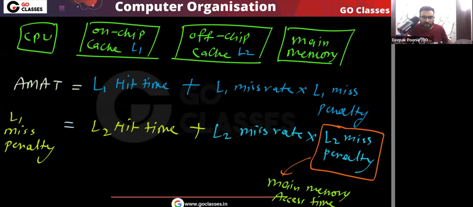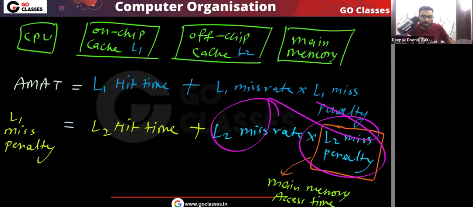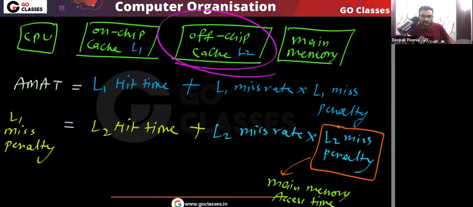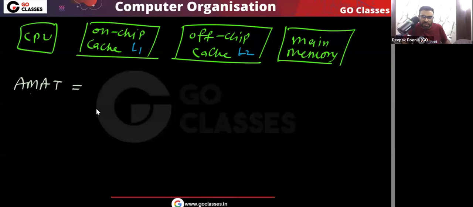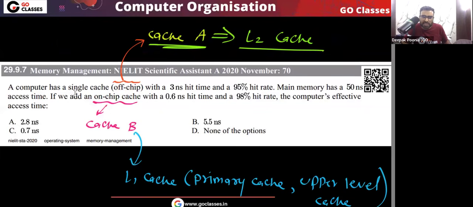So that's it. Remember, when we have multi-level cache memory, we can write this average memory access time formula recursively. It will be L1 hit time, or L1 access time, plus L1 miss rate into L1 miss penalty. This L1 miss penalty will be L2 access time plus L2 miss rate into L2 miss penalty. Remember, L2 is the last level cache, so its miss penalty is the same as main memory access time. You can just apply this formula. So the average memory access time will be equal to L1 hit time. What is L1 hit time, or L1 access time?